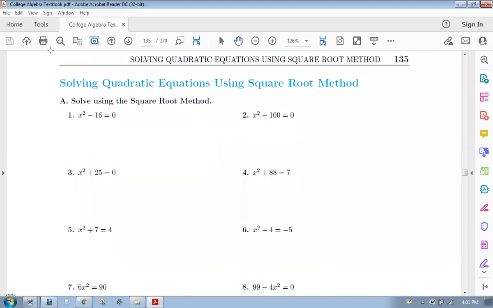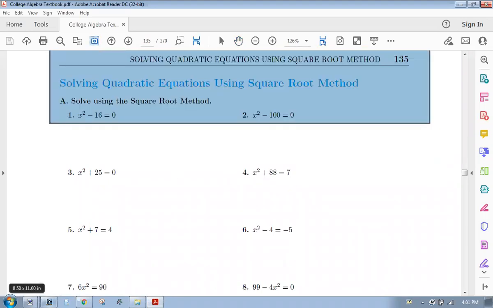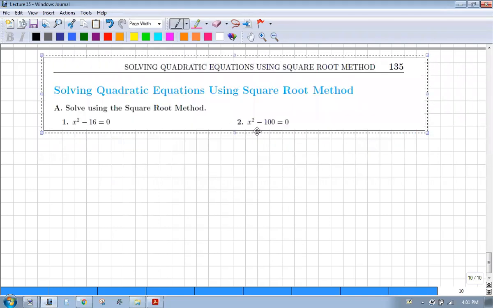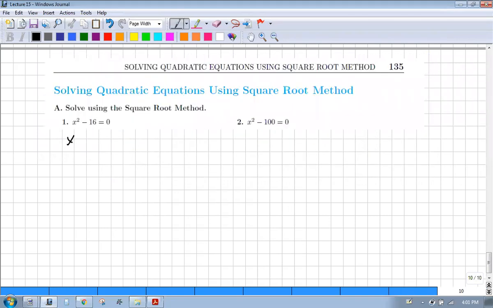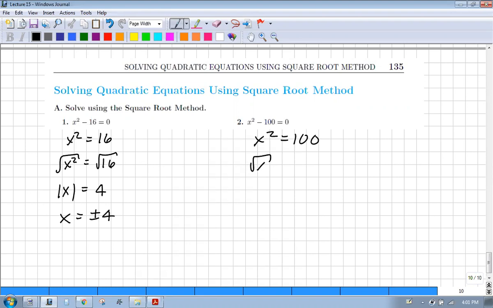All right, square roots. These are easy. Just got to watch out for those imaginary numbers. So here we'll add 16 to both sides. Square root both sides. The square root of x squared is the absolute value of x. Square root of 16 is 4. So we get positive or negative 4. And we drop that absolute value. Same thing over here, add 100 to both sides. Square root both sides. And drop the absolute value, plus or minus 10.